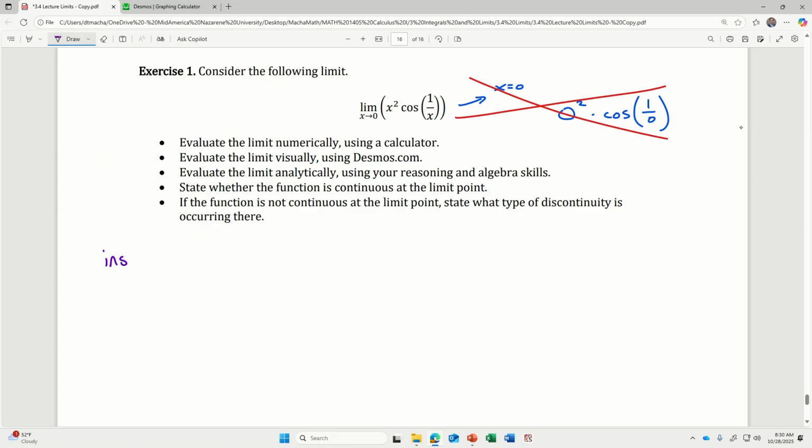Instead, consider how cosine of anything is always between -1 and +1. Remember that? My cosine curve is just going to bounce from +1 to -1 to +1 to -1, everywhere in both directions. So it doesn't matter what you plug in for the argument of cosine. Cosine always has to be between -1 and +1.